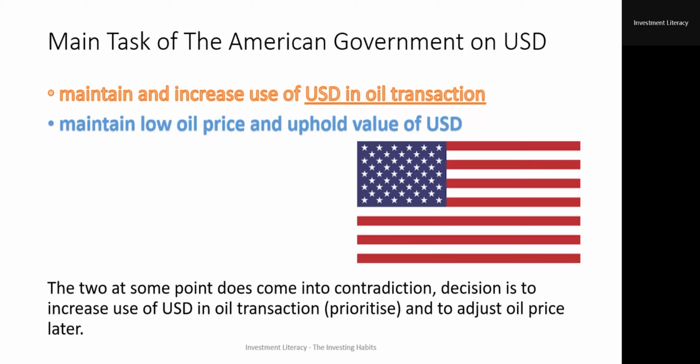Because if nobody uses US dollars in oil transactions or international trades, then no matter what the price is in terms of US dollars on oil or other products in international trades, it will become meaningless, because nobody will care as they are not using US dollars to trade anymore. And so this is the top priority of the US government, followed by upholding the value of US dollars.